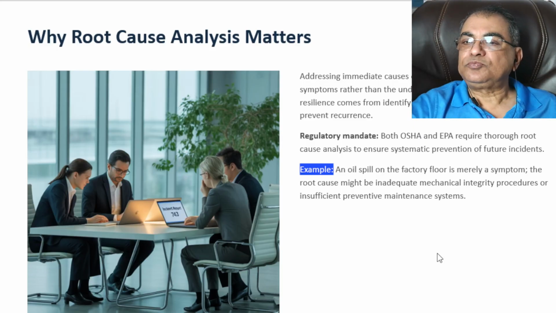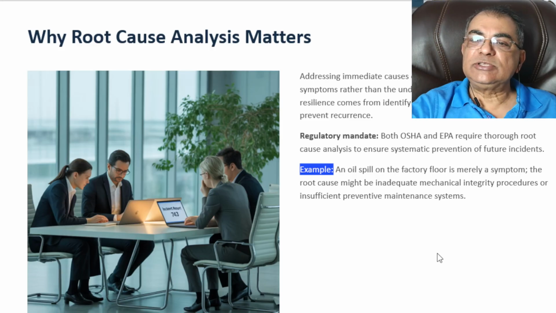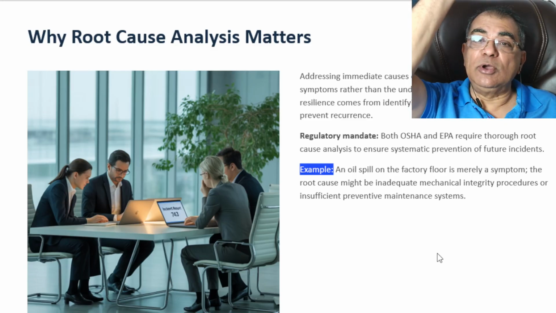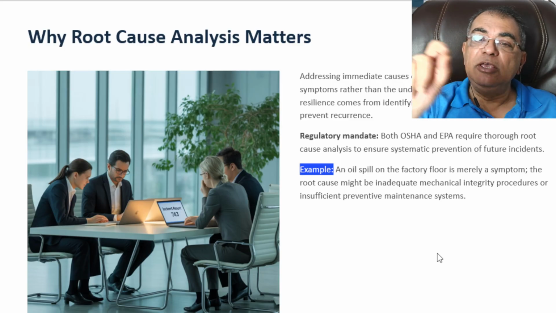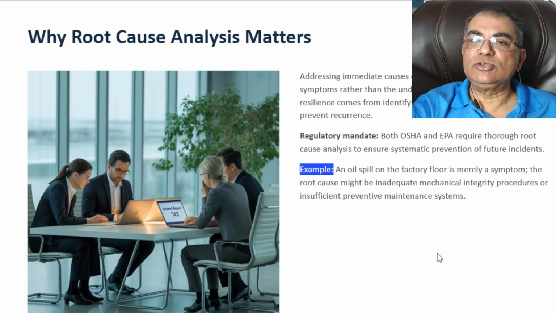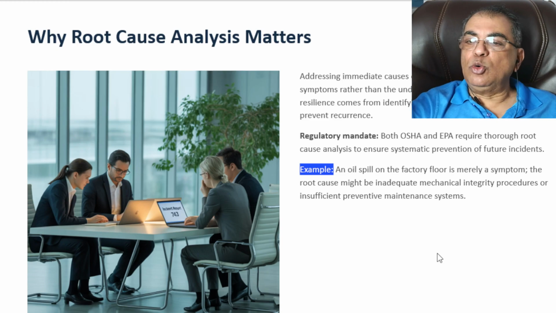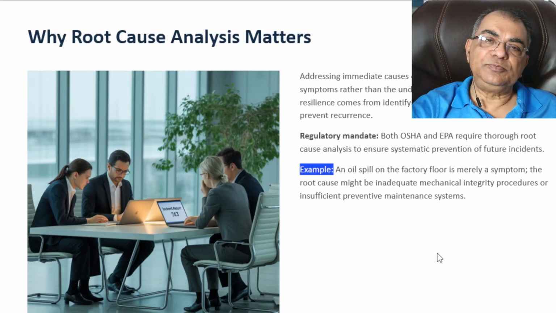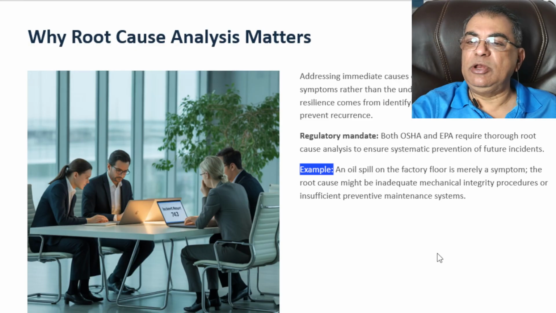True organizational resilience comes from identifying and resolving causes that prevent recurrence. If any organization wants to prevent accidents, which is the purpose of incident investigation as I told, they will have to find the root cause and take action. Both OSHA and EPA regulatory requirements call for thorough root cause analysis to ensure systematic prevention of future incidents. For example, an oil spill on a factory floor is merely a symptom. The root cause might be an inadequate mechanical integrity procedure or an insufficient preventive maintenance system.